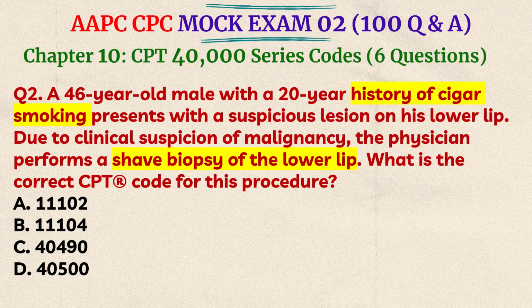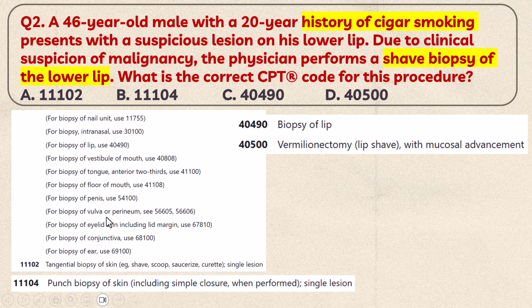So here you have to highlight the patient with the history of cigar smoking, and the procedure done is shave biopsy of lower lip. So let's use the elimination method to find the answer. When you go to the code 11,102, that is tangential biopsy of skin, example: shave, scoop, saucerize, curette, single lesion. So here is a shave biopsy, single lesion. But to be careful, other than some specified areas, for all other parts of the body, you can code this for shave biopsy. That is 11,102.